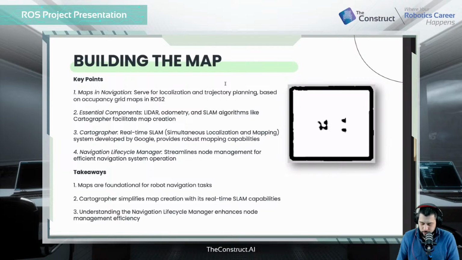And we have a navigation lifecycle manager. It manages all the nodes in a streamlined and efficient way for navigation systems. So the takeaways from the first part were that maps are foundational for robot navigation tasks. Cartographer simplifies map creation with real-time SLAM capabilities, and understanding how the navigation lifecycle manager enhances node management efficiency.